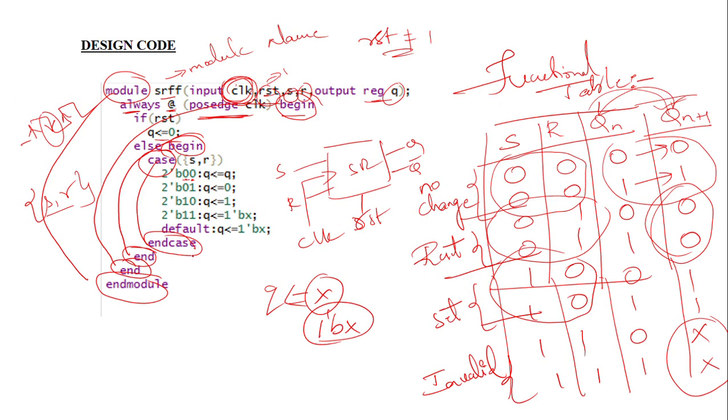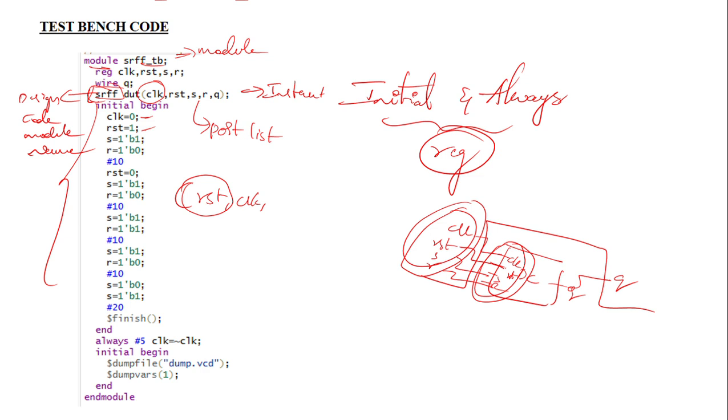Here I forgot about the default case. Default means if the combination is not 00, 01, 10 or 11, it may be 1x, 0x, x0 or x1. Then it is considered a default case and the value is made unknown. That is the default value when you use case statements. I forgot that line, so that's why I mention it again.